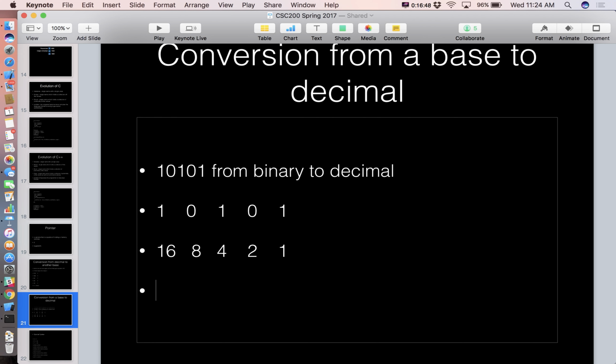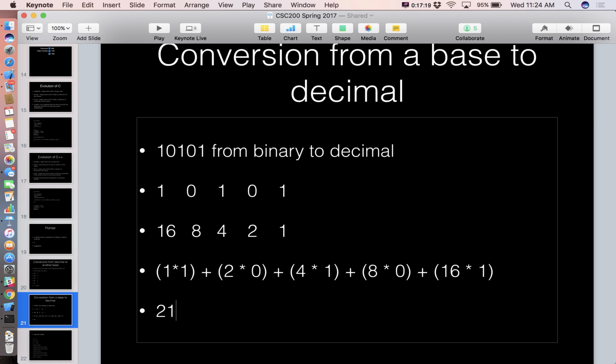So then what we do is we just multiply and add everything up. So we take 1 times 1 plus 2 times 0 plus 4 times 1 plus 8 times 0 plus 16 times 1. So in this case, we could ignore anything with zeros, right? So this is actually 1 plus 4, which is 5, plus 16, which is 21. Make sense? So 1 plus 0 plus 4 plus 0 plus 16 gives us a 21.